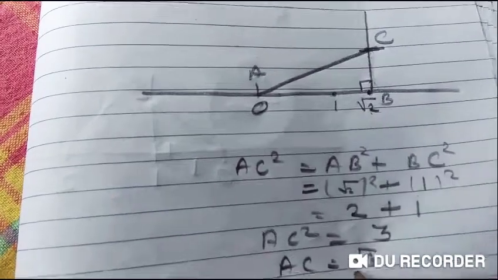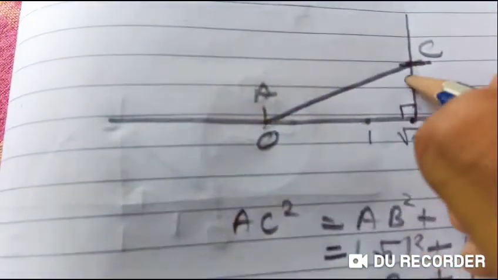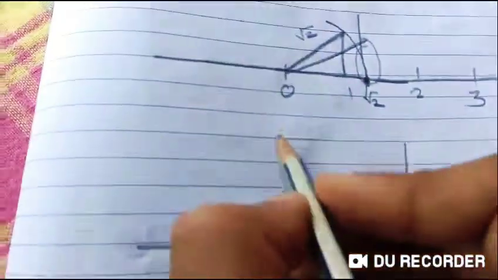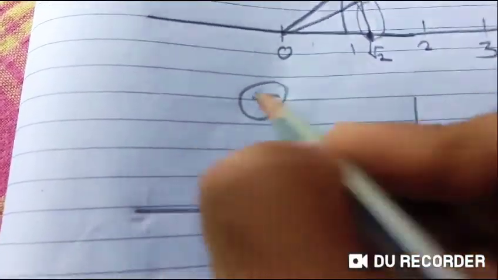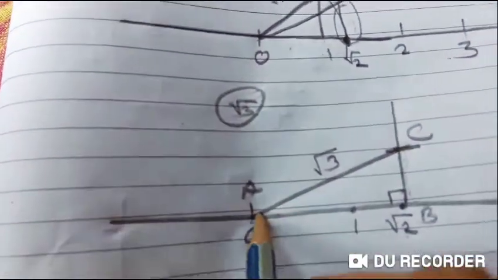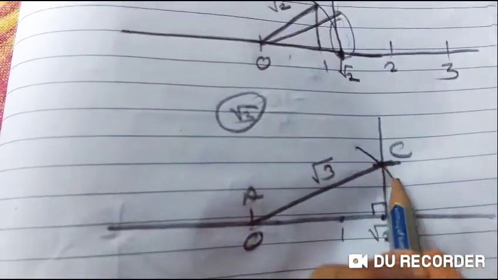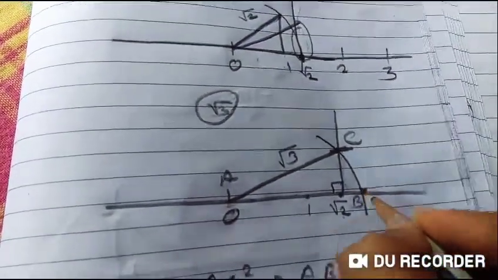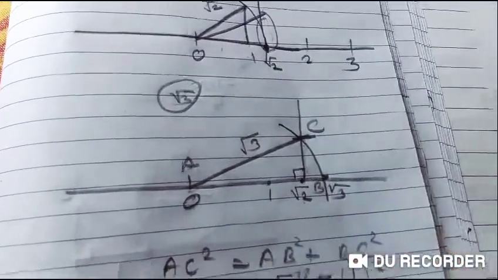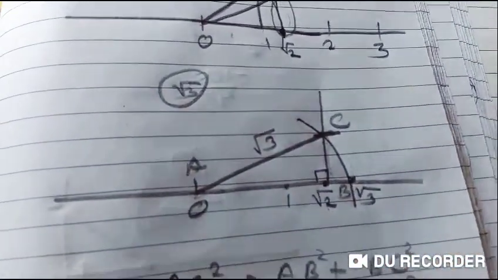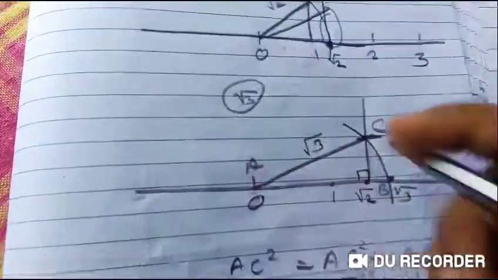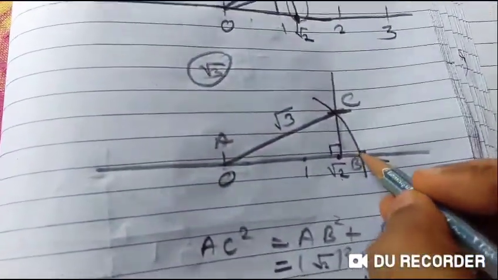Now you got the distance AC as root 3. What we were finding was root 3 only. Now keep the compass pointer over here, draw the curvature with the help of the compass. Now this point will be your root 3. Similarly, you can do this for root 5, root 6, root 7, root 11, root 13 and root 17, 19 and so on. You got root 3 over here.